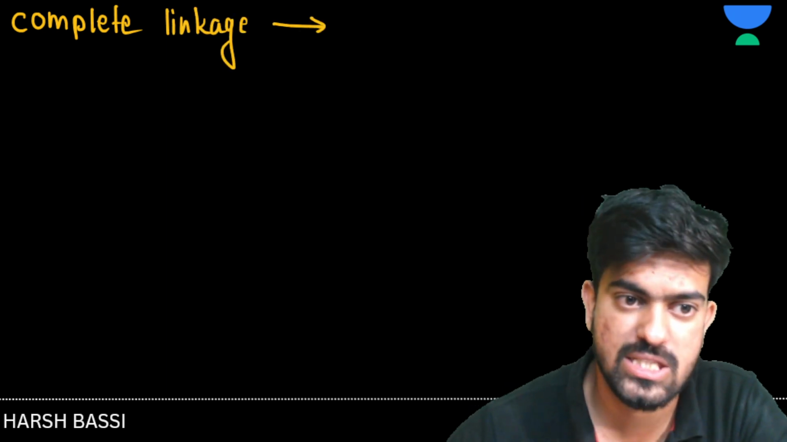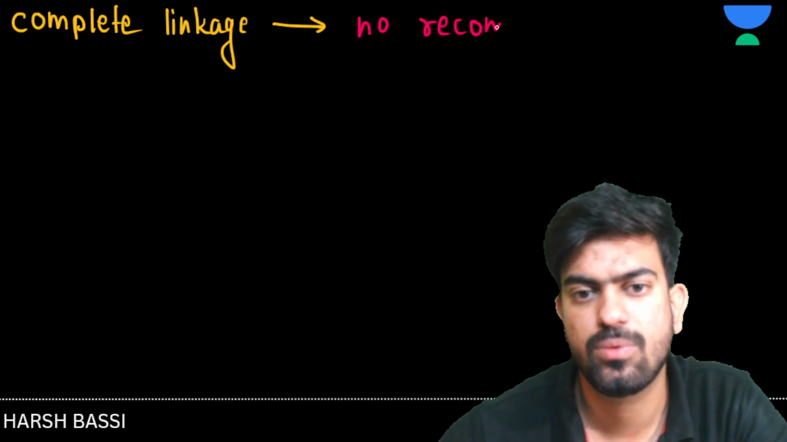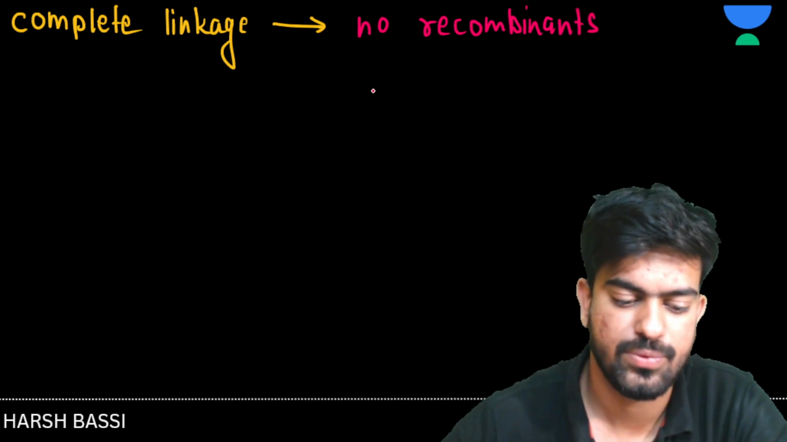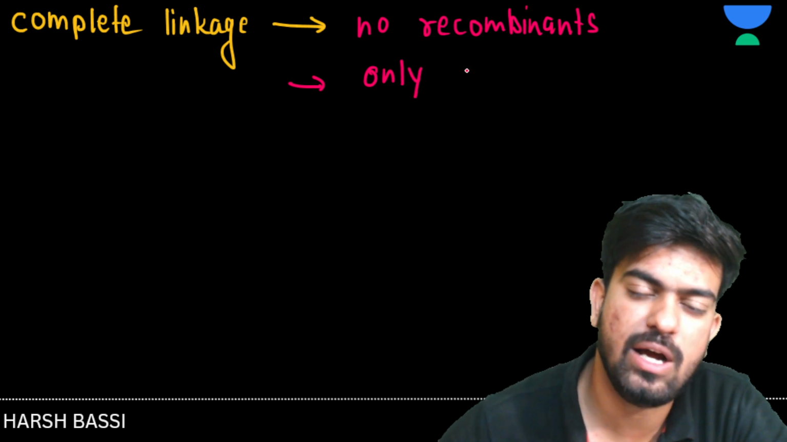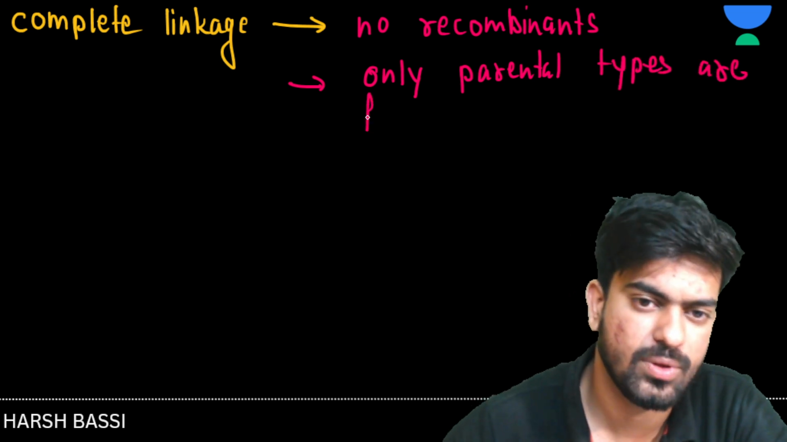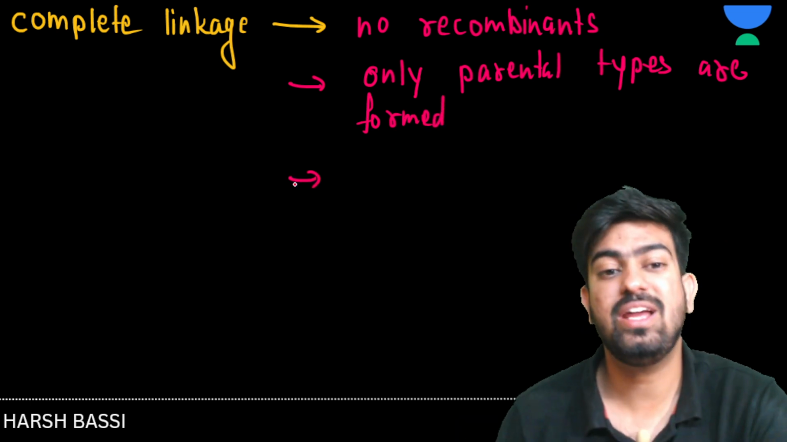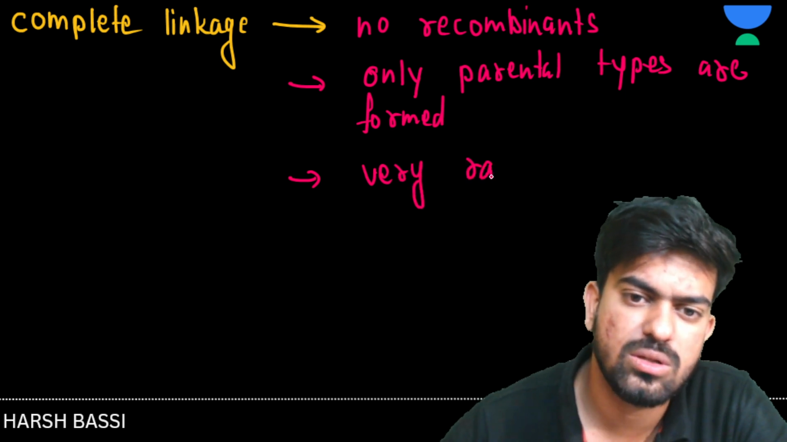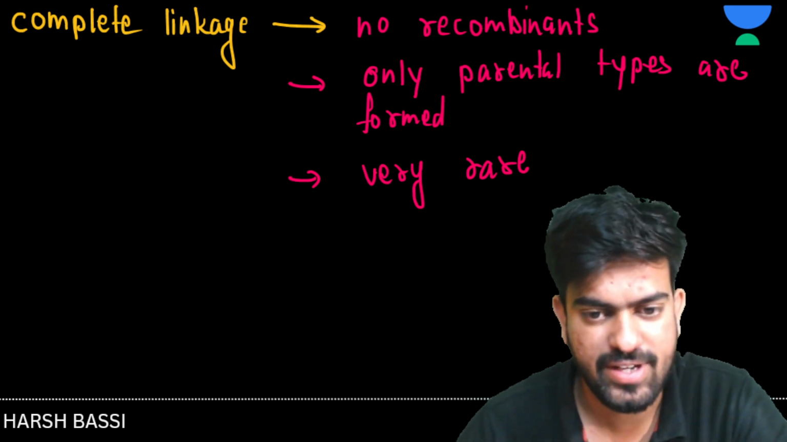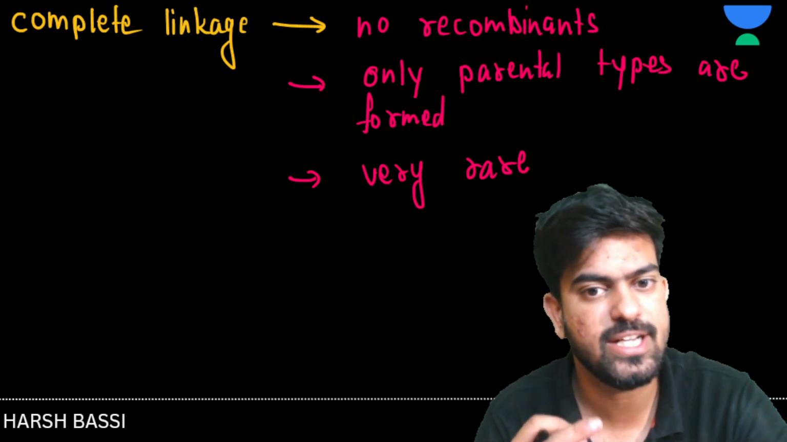Chalo. So the next case is complete linkage. What happens in complete linkage, sir? See, in complete linkage, there will be no formation of recombinants. Only the parental phenotype is produced. No recombinants, only parental types are formed. It's very rare, because recombination generally takes place every time. But if it's not taking place, this case can be considered the rarest of rare.